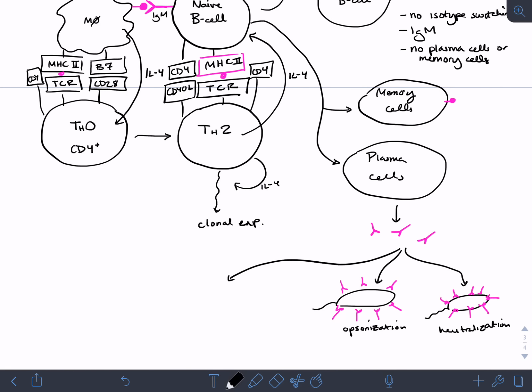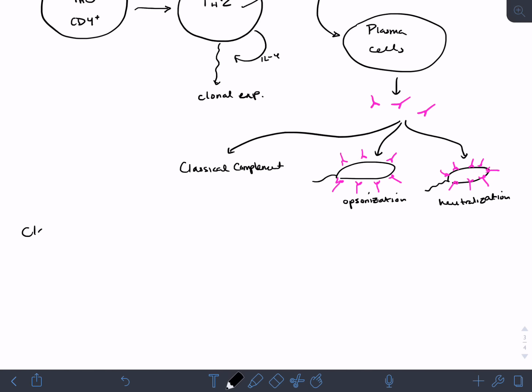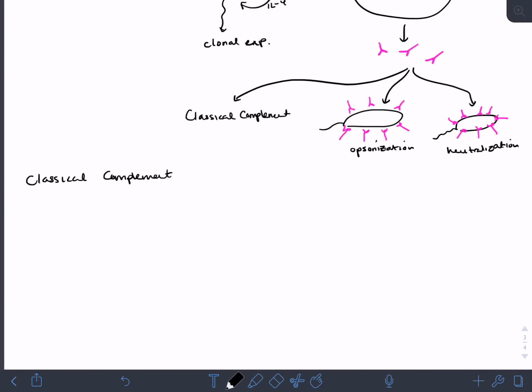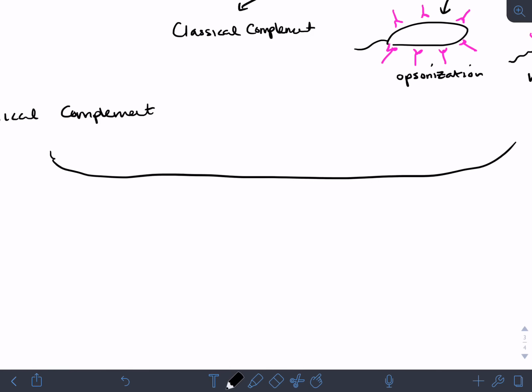And the last thing it's going to do is initiate the classical complement pathway. Okay? And this is the last thing we have to talk about, the classical complement pathway. So now you have classical complement. And it's very, very easy because it's almost the same exact thing as the lectin pathway. Okay? The only difference is the first step.